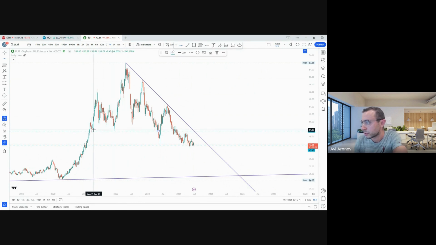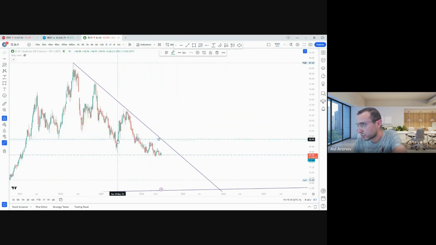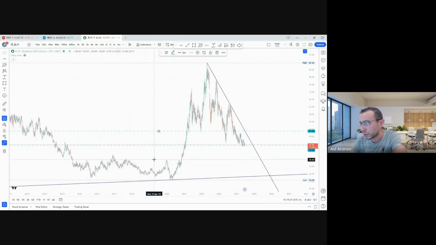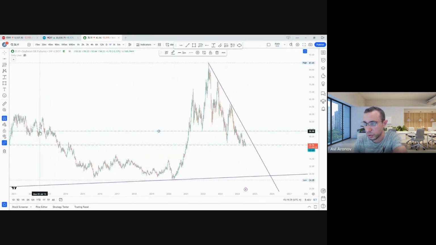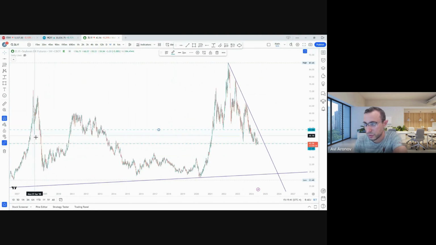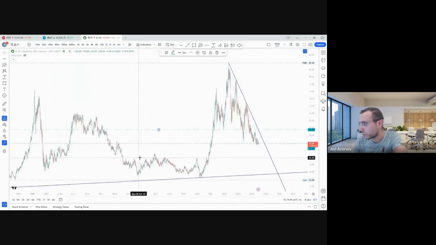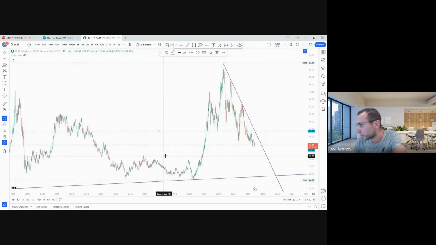Okay, so you can see 1, 2, 3, and then here 4, 5, 6, and then it breaks below. So it's a good 2 lines of resistance. You can see here as well that it's been well respected over a long period of time. And then on the bottom, we can have this one here.